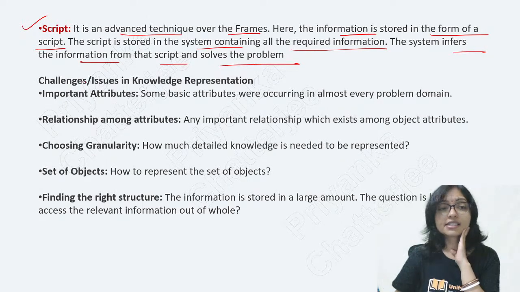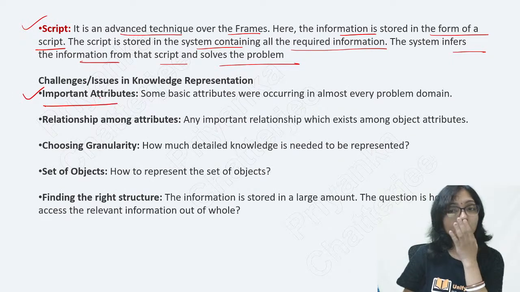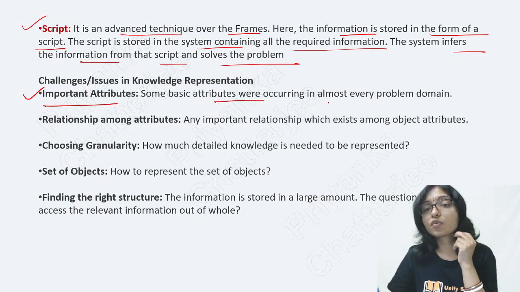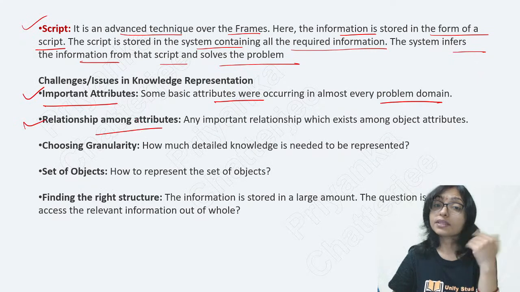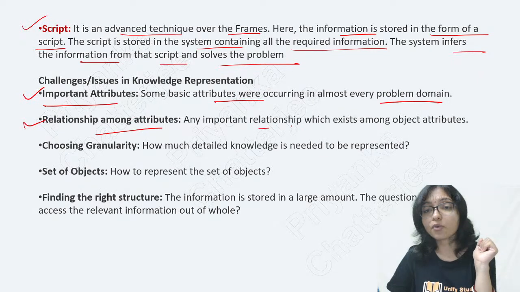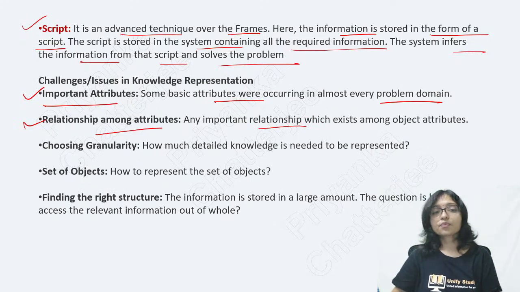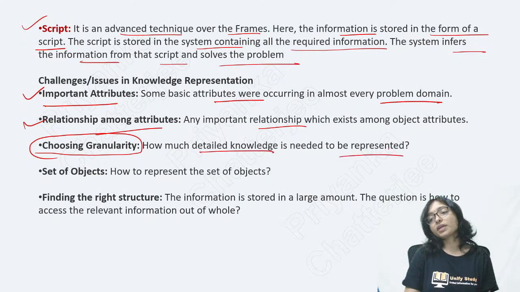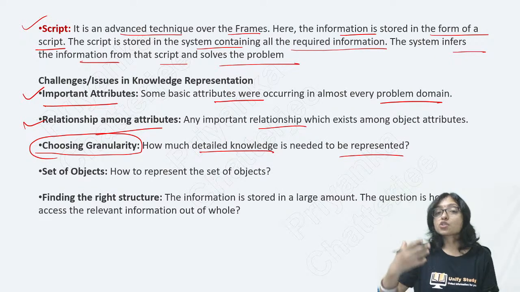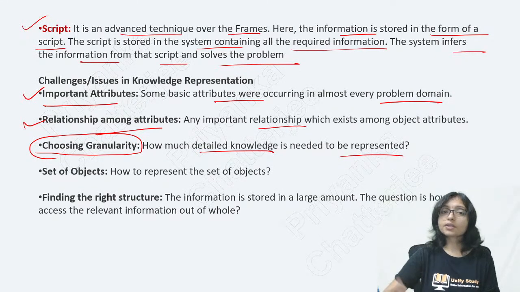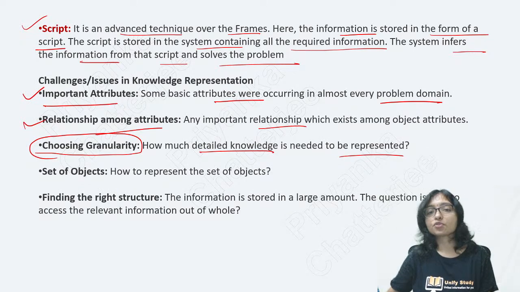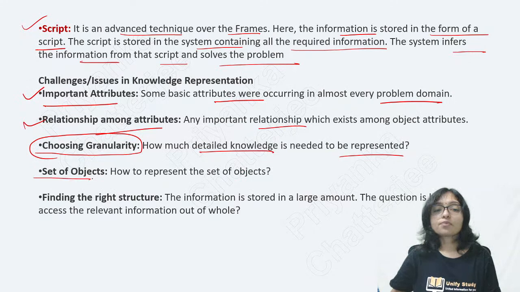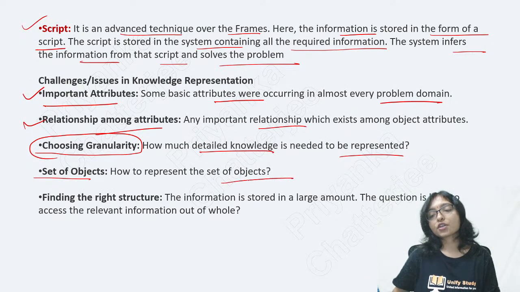So what are the challenges? Here the important attributes need to be identified. Some basic attributes occur in almost every problem in the domain. Relationship, what will be the relationship? That is also a challenge. The important relationships that exist between the attributes. Choosing the granularity. Granularity means how much detailed knowledge needs to be represented. That is also a confusion that can come: what should I represent, what not, how much extent we have to represent. Set of objects, how to represent the set of objects.